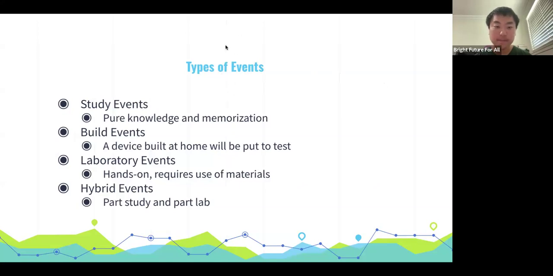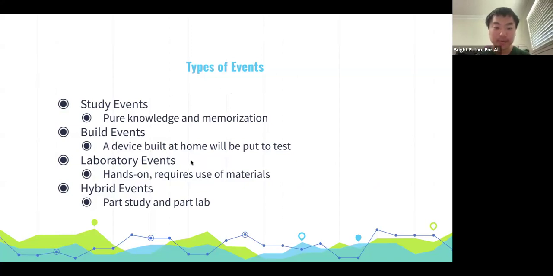And then you have build events. These are more like the engineering in STEM. Basically you'll build some sort of device at home and it's going to be put to the test at the competition. For example, some of my friends did an event called ping pong parachutes, where quite intuitively you had to design a parachute for a ping pong ball, and then you'd see how far your parachute can take your ping pong ball. It was kind of cool.